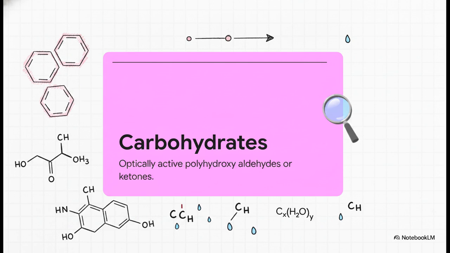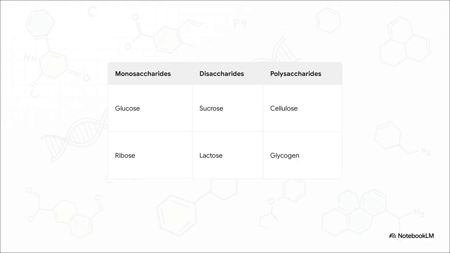We define carbohydrates by their functional groups. Specifically, they are optically active polyhydroxyaldehydes or ketones. Quite a mouthful, but absolutely crucial. What's fascinating is how carbohydrates scale up in complexity. We basically classify them based on how they behave when broken down with water. You've got your monosaccharides. These are the simplest units, like glucose, that just can't be broken down any further. Next up are disaccharides, like your common table sugar, sucrose, which yields 2 of those simple units.